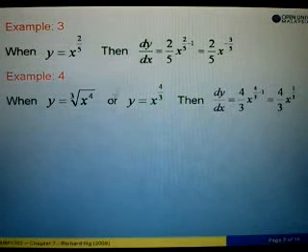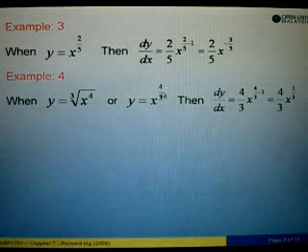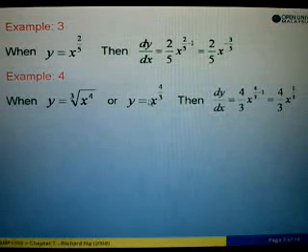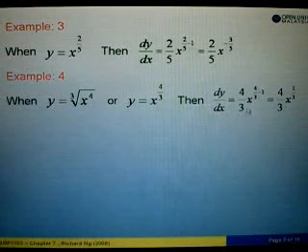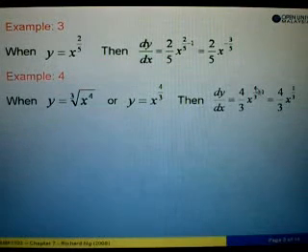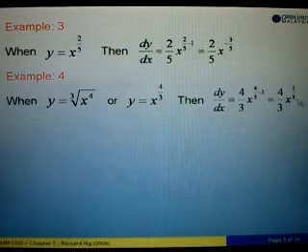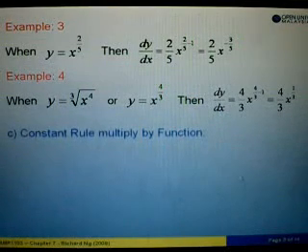From here we can then differentiate y with respect to x. Remember, bring out the power first. We have 4 over 3 times x. Then the power, we minus 1. So 4 over 3 minus 1 will be 1 over 3. So the answer is 4 over 3 times x to the power of 1 over 3.